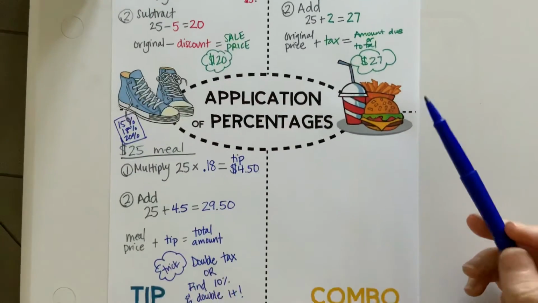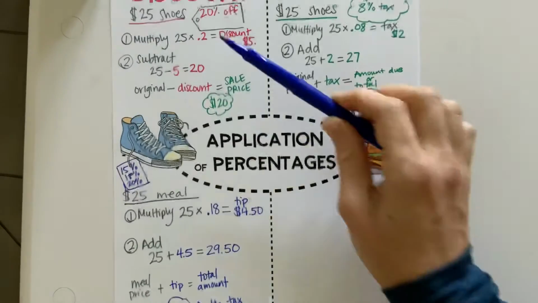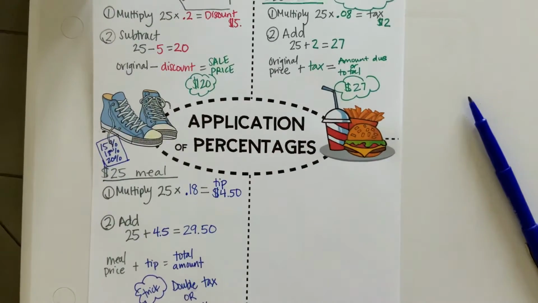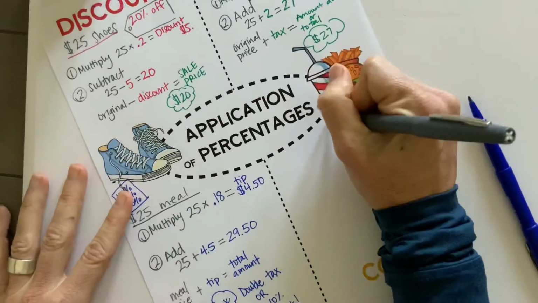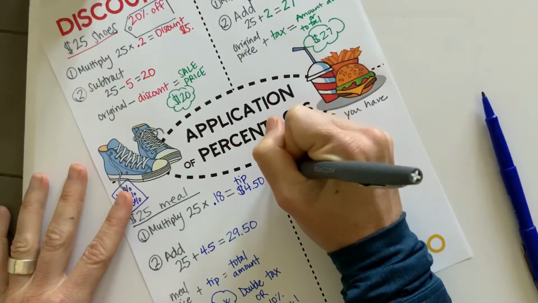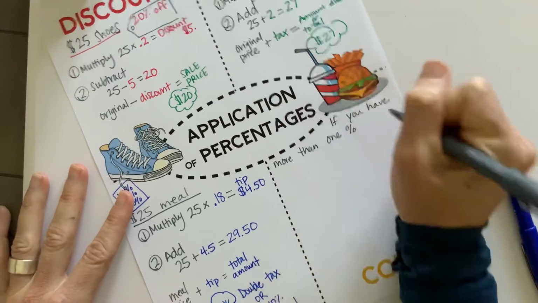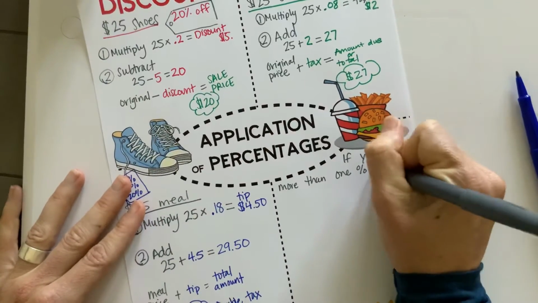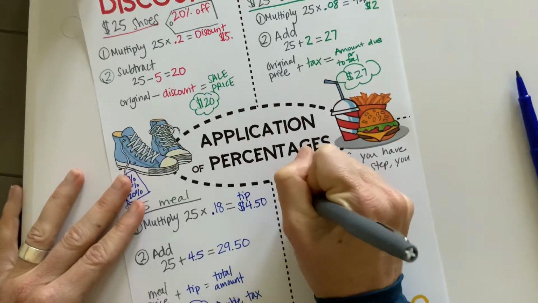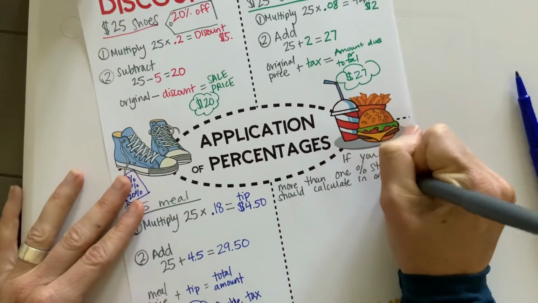Let's say you go out to a restaurant and you know that you need to leave a tip, and you have a coupon with a discount, and you know that there's going to be tax. How do you work all of that? All right, so if you have more than one percentage step, you should calculate in order.